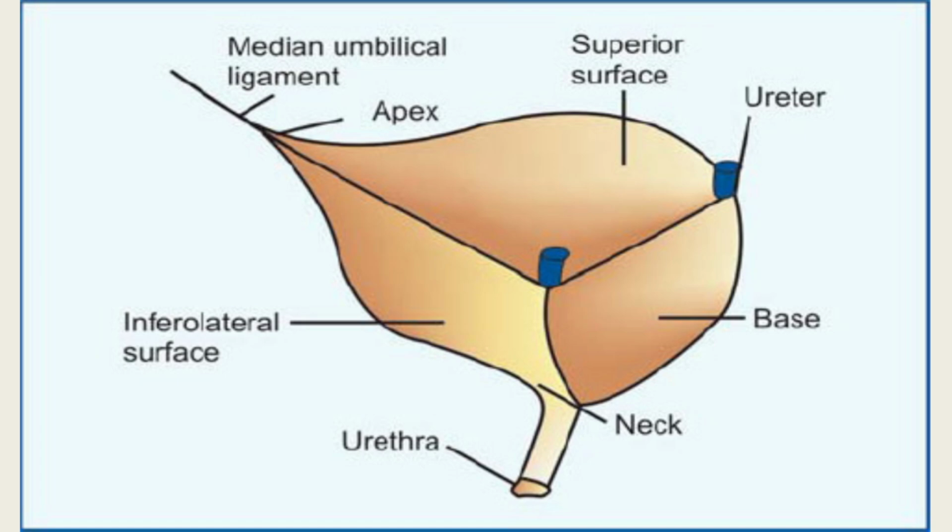This picture is depicting the external features of the bladder as well. Like there is the apex above, the base below, and the neck of the bladder. Then there is the inferolateral surface, the superior surface, and the median umbilical ligament connecting with the apex of the bladder.